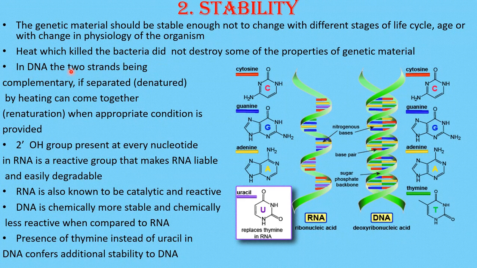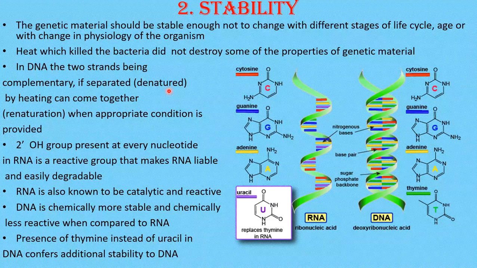Now in DNA, the two strands are complementary to each other. Complementary means that here, if adenine is there, which is yellow, here thymine is there. And cytosine, red, is there, and here guanine, blue, is there. So if the two complementary strands are separated, the separation of the two strands of the DNA is called denaturation.